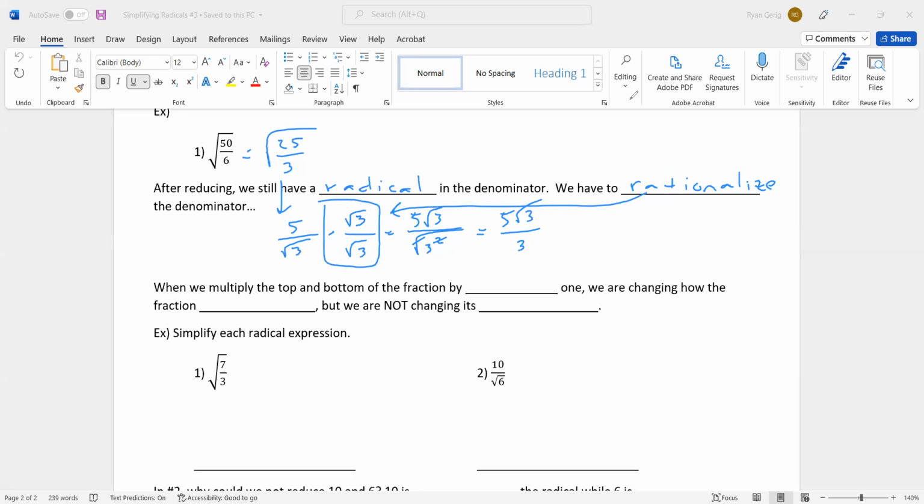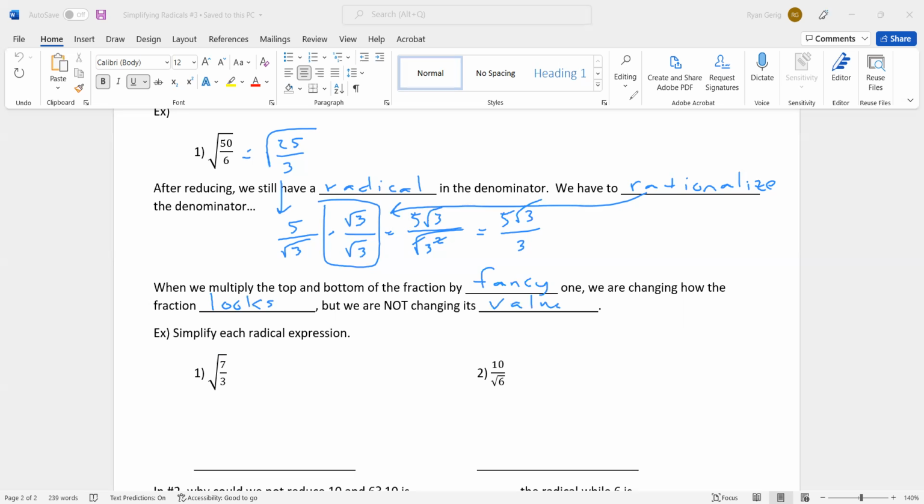Okay, I have a funny name for that little boxed part right there. We multiply the top and the bottom of the fraction by a fancy 1. I call it fancy 1 because the square root of 3 divided by the square root of 3 is just a 1. And it's a fancy one because it's got radicals and different things in it. So that's why I call it fancy one. But that's an important piece: when you multiply a number by 1, you are not changing its value. We are only changing how the fraction looks. We are not changing its value.